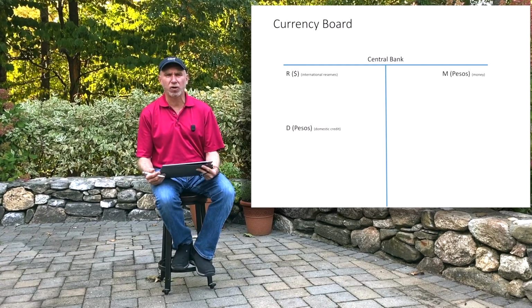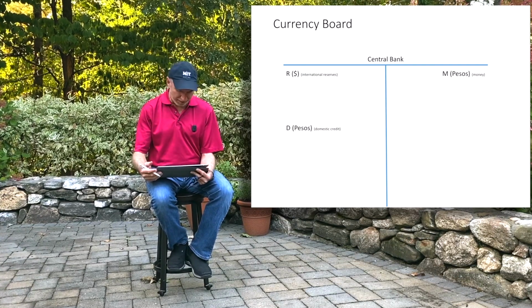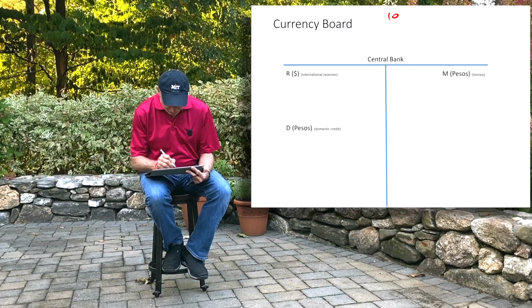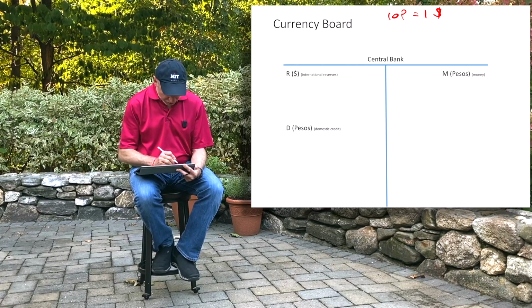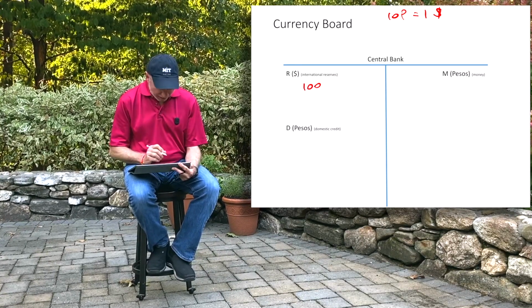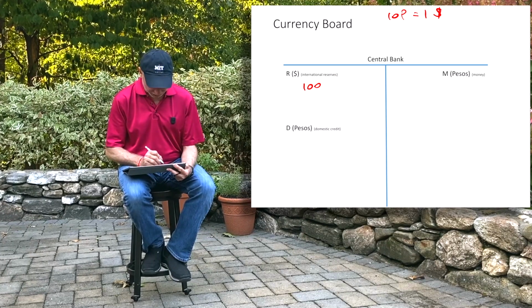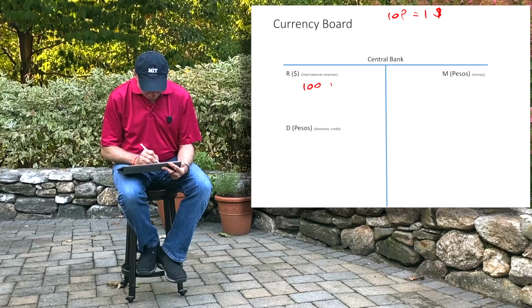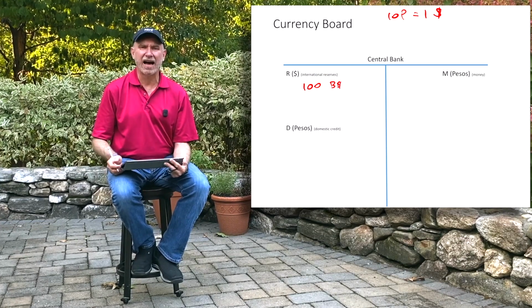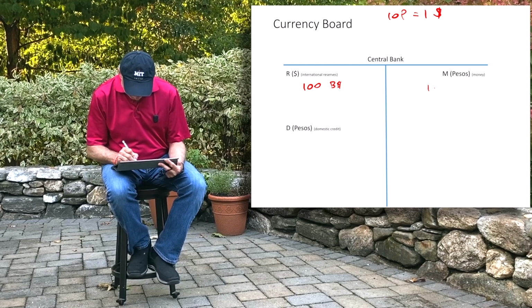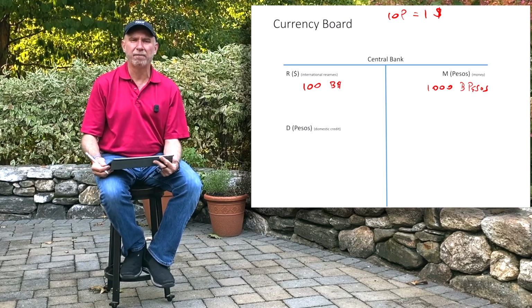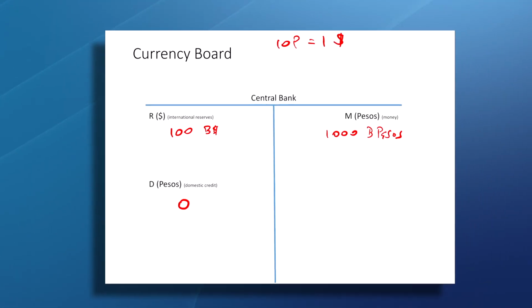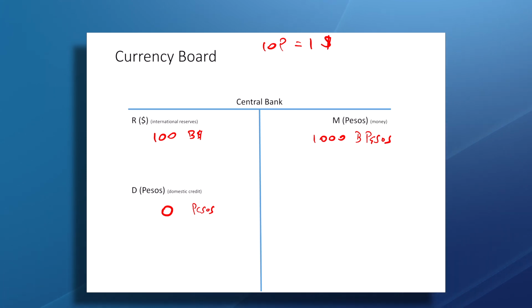A currency board works with a very high degree of credibility. So let's assume that we say 10 pesos is equal to $1 US, okay? And one way to achieve that is, let's assume that I have $100 billion in reserves. That would be a lot, okay? Just for the record, but let's assume we have $100 billion in reserves, and I have, on the other hand, 1,000 billion pesos on the right hand side, and I have zero domestic credit. This balance sheet actually matches in dollars. They all have 100 on both sides.